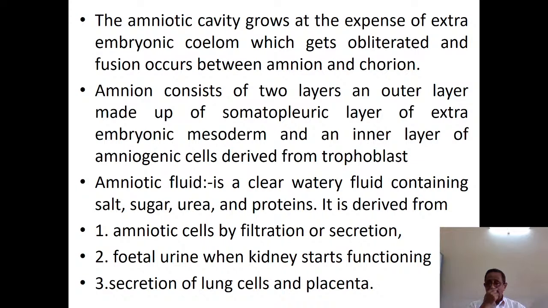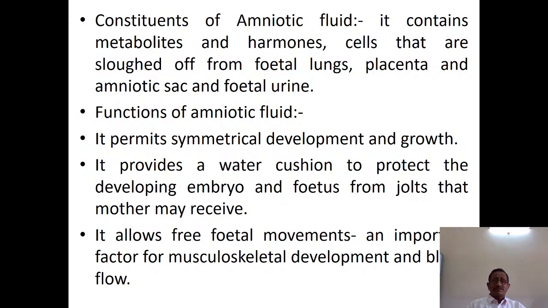Now amniotic fluid is a clear watery fluid containing salt, sugar, urea and proteins. It is derived from amniotic cells by filtration or secretion, fetal urine when the kidneys start functioning, and secretion of lung cells and placenta. So this amniotic fluid is formed from amniotic cells, fetal urine, and secretion of lung and placenta.